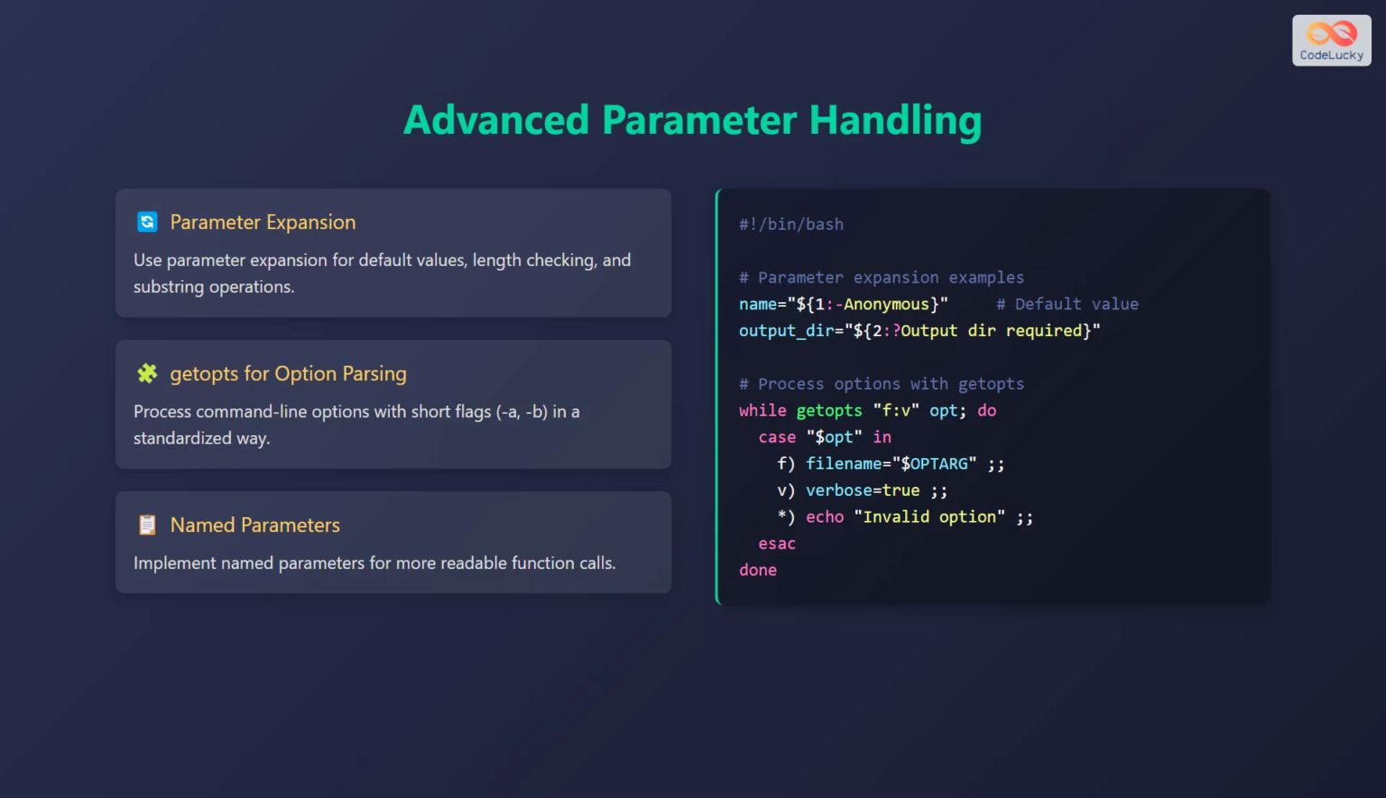Look at the example. The name variable is assigned a default value of anonymous if no argument is provided. The output directory variable is assigned the value of the second argument, and the script exits if it is not provided. The getopts command is used to process command line options, such as -f for filename and -v for verbose.